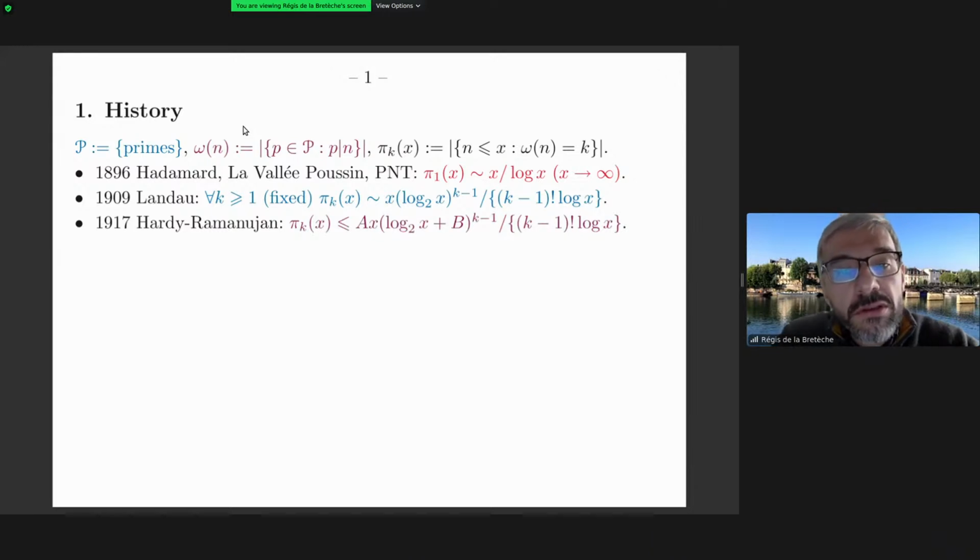So now we have the result of Hardy and Ramanujan, who proved a uniform upper bound. So P_k of x is bounded by a constant times the expected term, well, when k is not too big, but we have this nice upper bound.